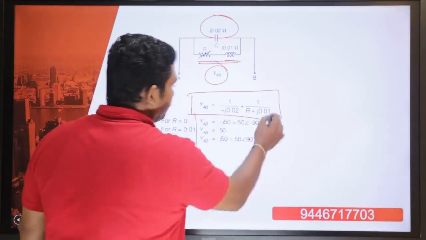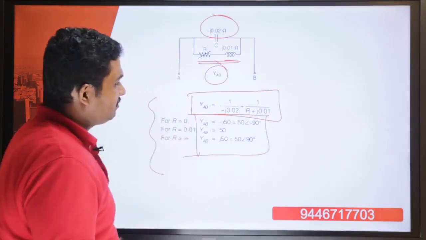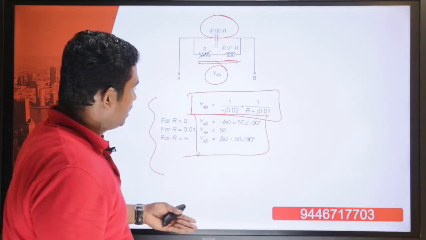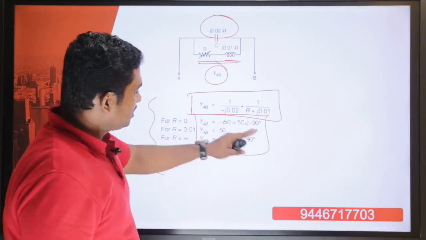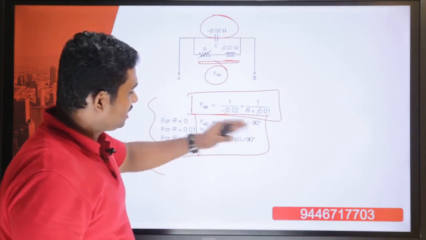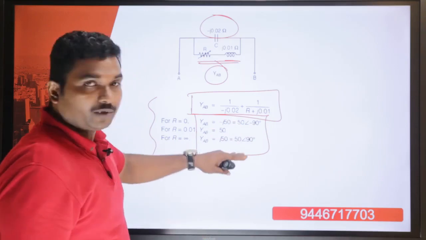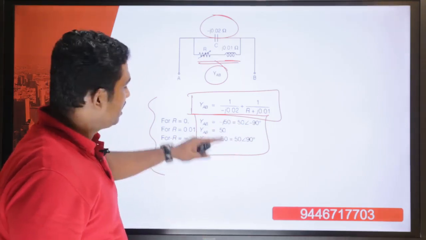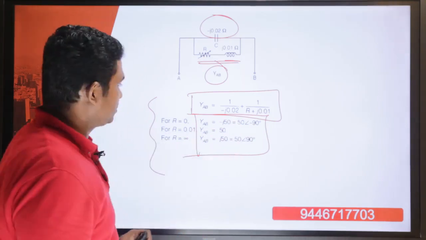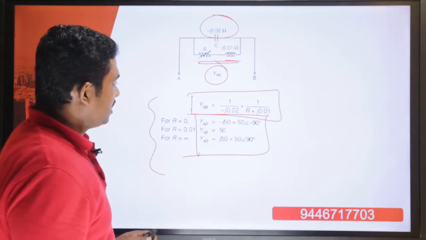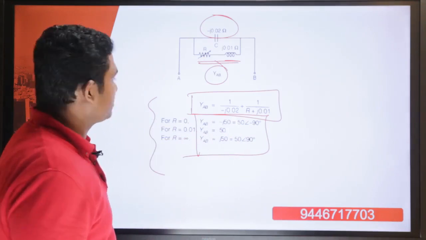These are the values of YAB that we are obtaining, and then we will have to plot these values. Here you can see one point is on the minus 90 degree axis, one point is on the plus 90 degree axis, and one point is on the real axis. So that means definitely this is a semicircle.